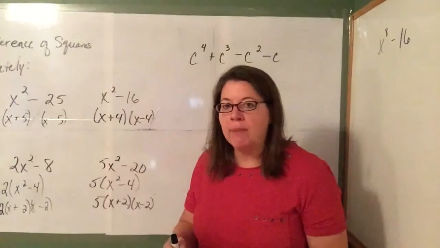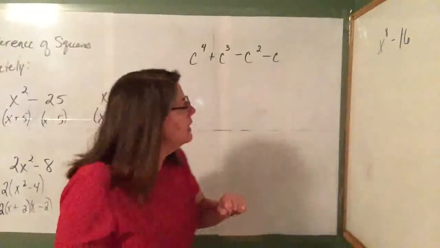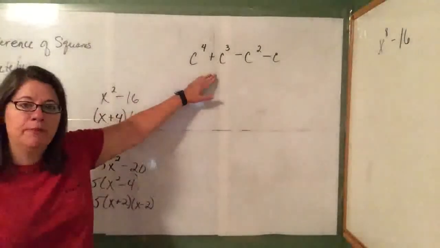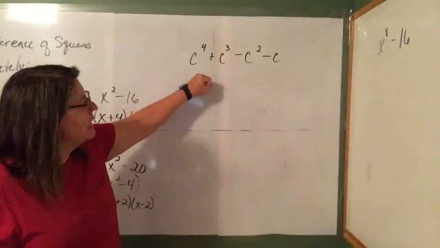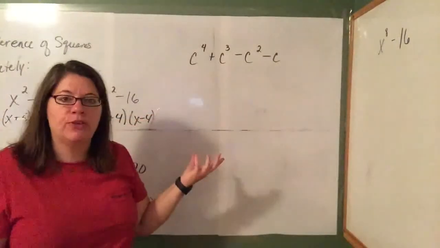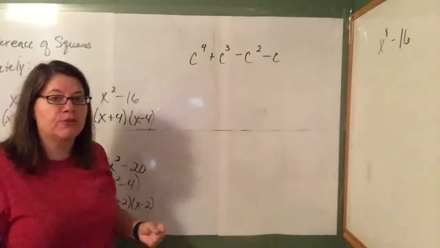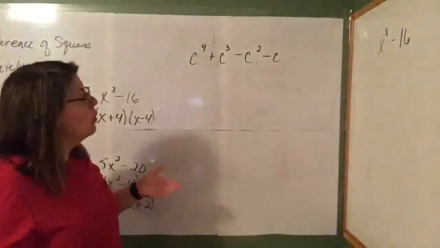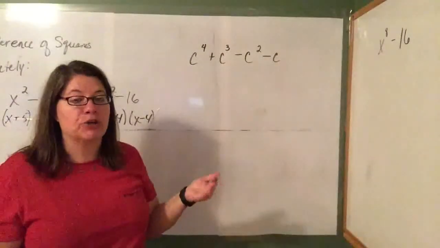Now, I want to show you some examples of how they might embed difference of squares into a little bit more complicated problem. So I've got here a factoring by grouping problem, and we're going to do this one together and look at what we end up with to see if you recognize where the difference of squares is. And we're going to talk about what it means to actually factor completely.